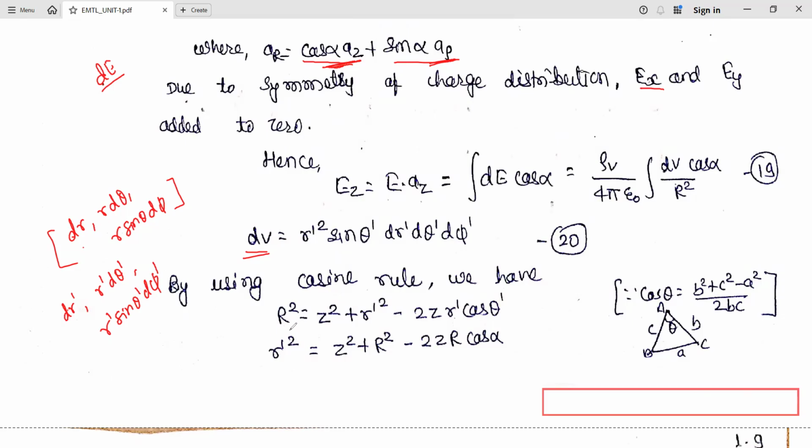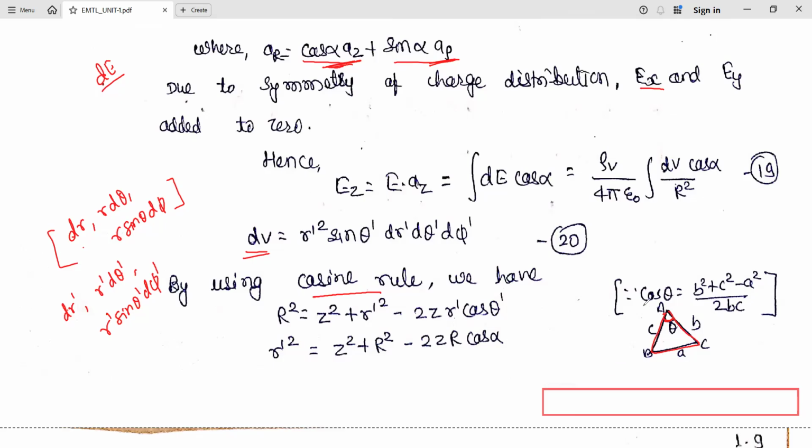Now, how do we find the value of R or R square? For that, we use the cosine rule. From school days, if you remember, for a triangle that is not a right angle triangle, if this is the angle theta, then how will the value of cos theta be?